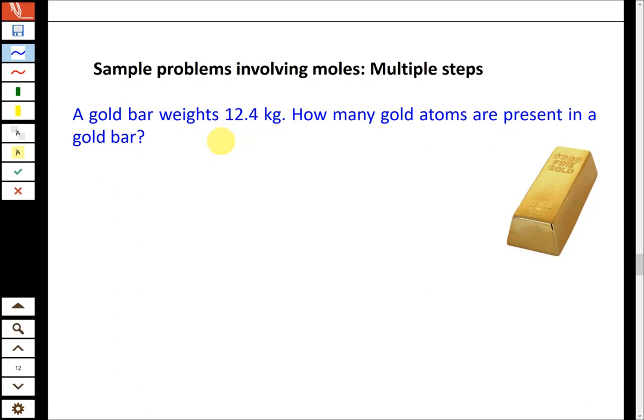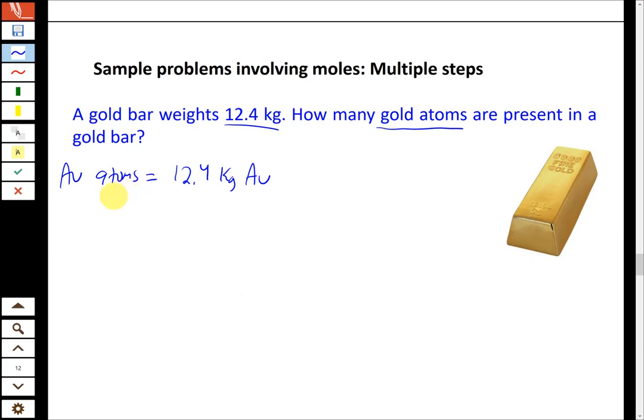So let's figure out how many gold atoms are present in this. And again, this is going to be a multi-step problem, but if we write out what we're looking for first, which is the number of gold atoms, now we write out our starting point, which is the mass, but this time in kilograms. We have to again remember that we don't have a relationship that directly gets us from mass to number of atoms or vice versa. We have to go through the mole to get there.